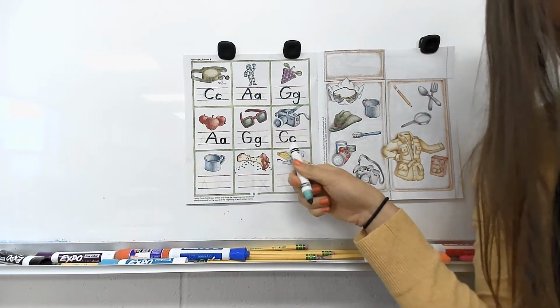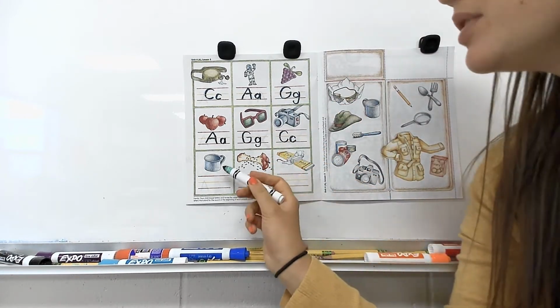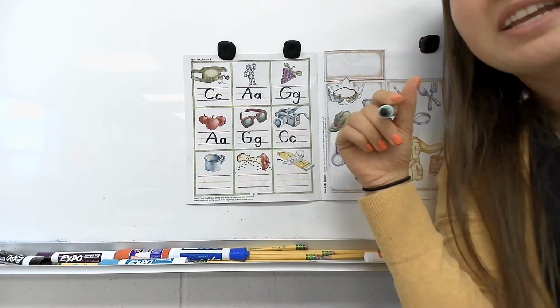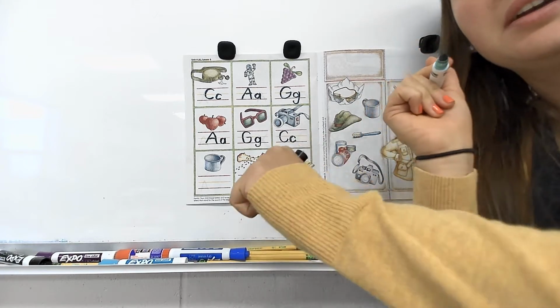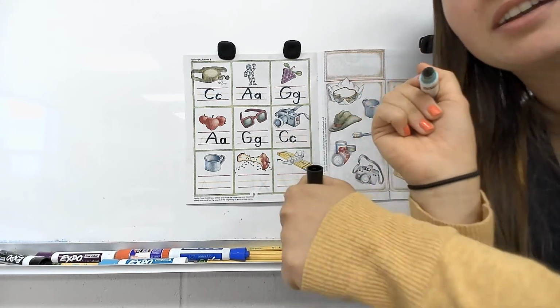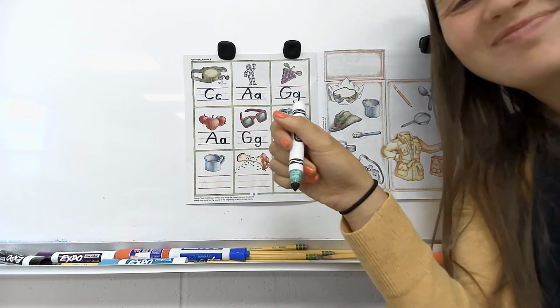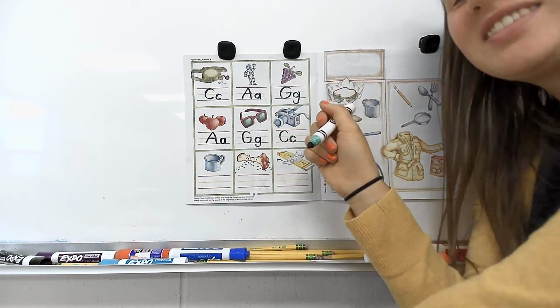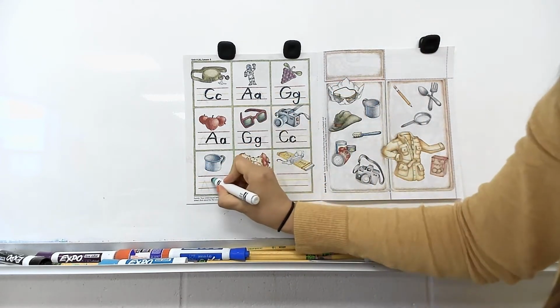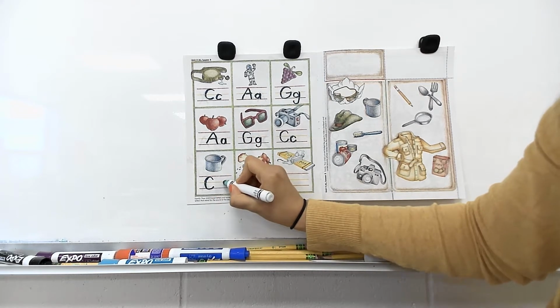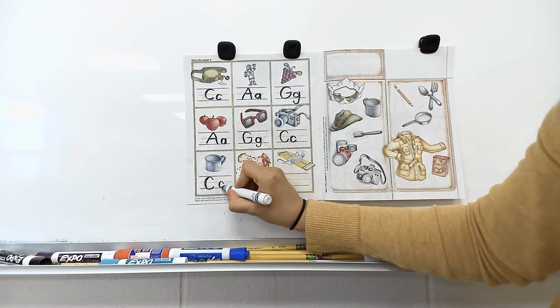All right. Let's look at the next one. What is this? This one is a cup. I'll say it and then you say it. Cup. Your turn. Cup. What does cup start with? Yep, that starts with the letter C too. So go ahead and make another capital C and another lowercase c.